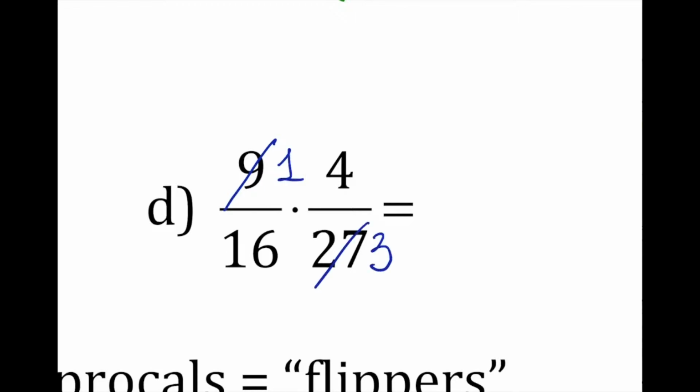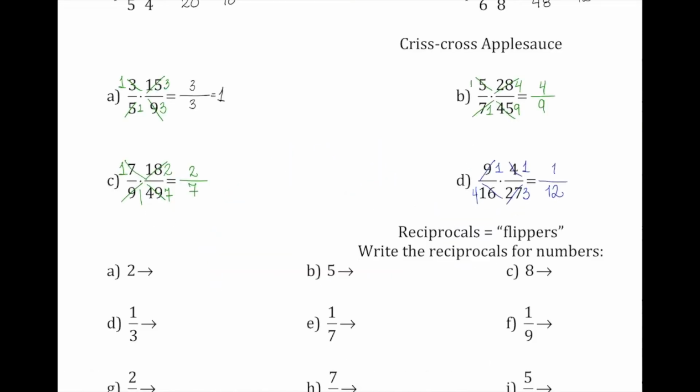We'll simplify this by 9. 9 divided by 9 is 1. 27 divided by 9 is 3. And then we'll do 4. Simplify by 4. And 16 divided by 4 is 4. And that will leave us with 1/12. That's your crisscross applesauce. Again, you just look at numbers that are across from each other and see what you can simplify it by.